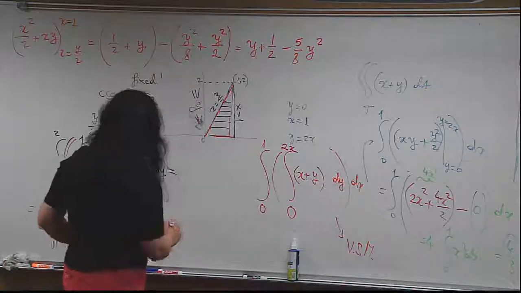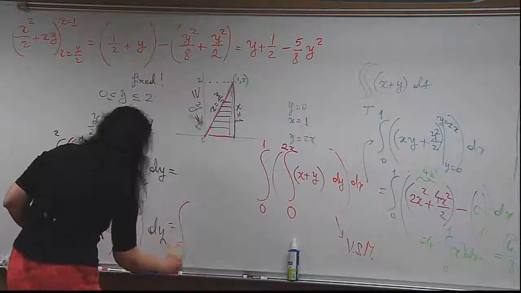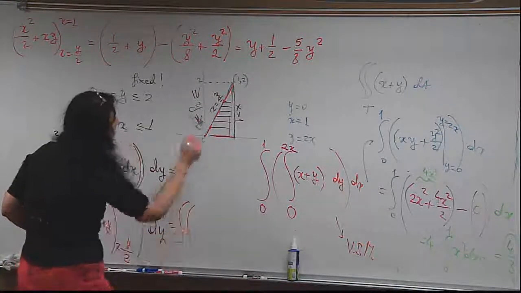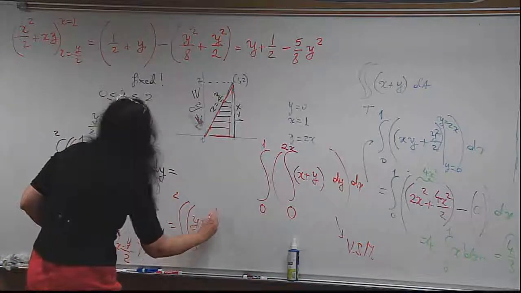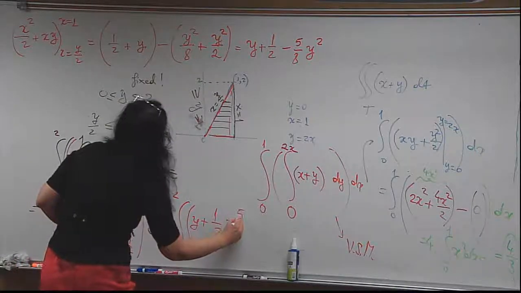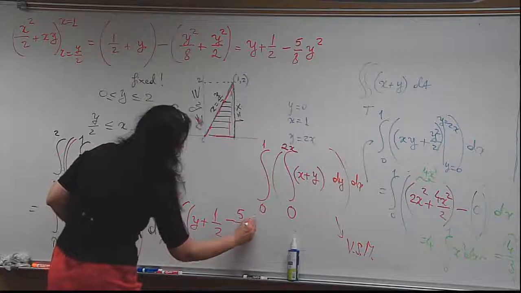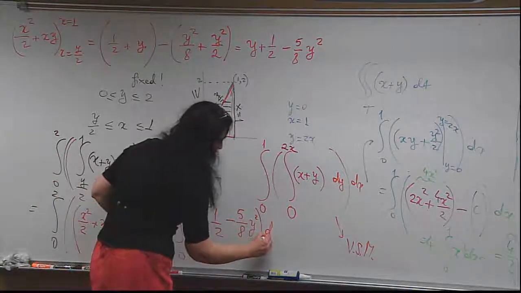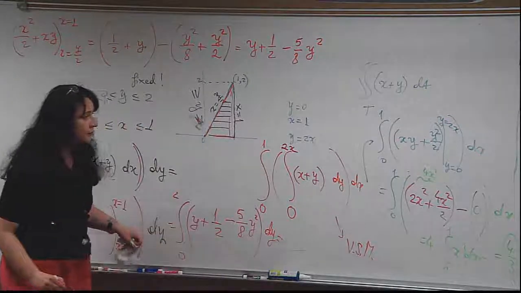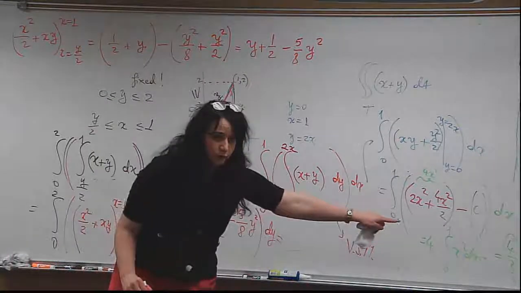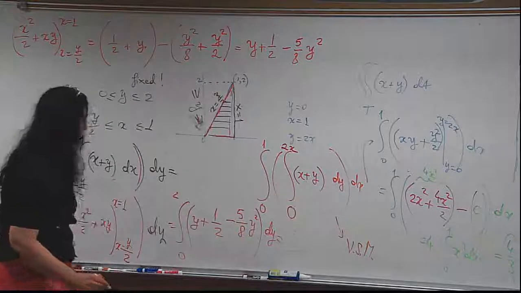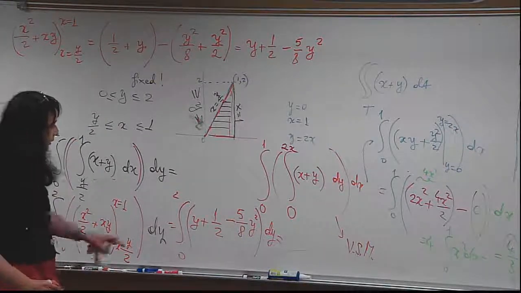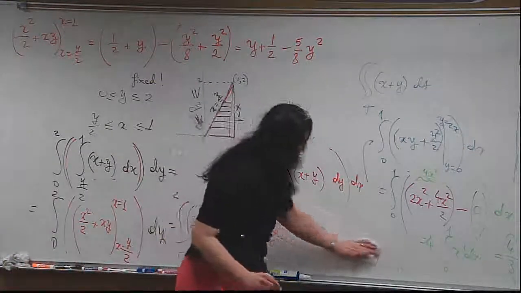Now I'll go, okay, integral from 0 to 2 of all this, y plus a half minus 5 over 8 y squared. What happens if I don't get the right answer? Then I go back and check my work because I know I'm supposed to get 4/3. That was easy. So, what is the integral of this, whatever it is?